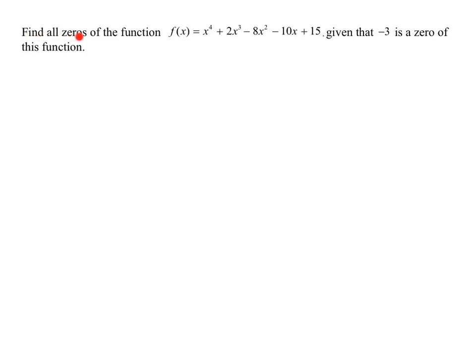In this problem, we need to find all the zeros of this fourth degree polynomial function. But we're given a big hint. We know that -3 is one of the zeros. We just have to find the other ones.